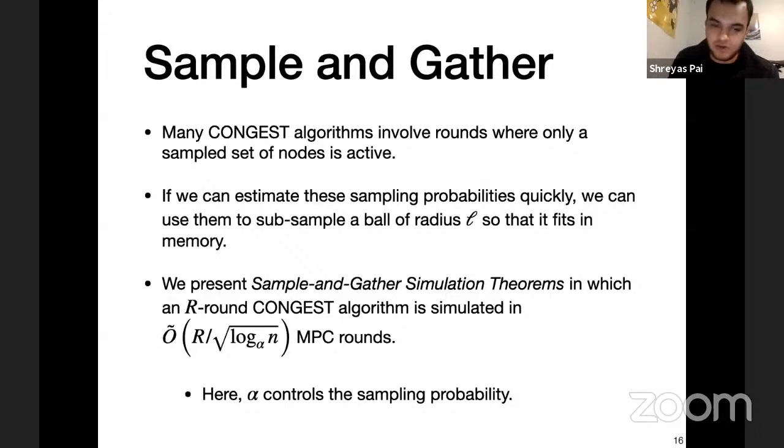I won't be able to give intuition as to what alpha is beyond this sentence for this short talk, but you can look at the long version or the paper for more intuition as to how alpha actually controls the sampling probability.